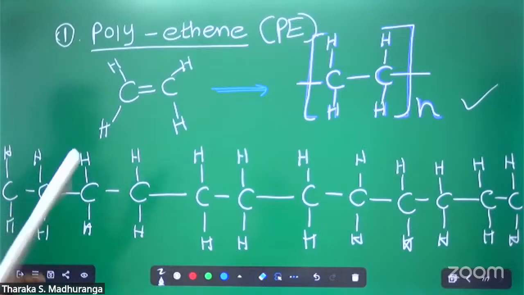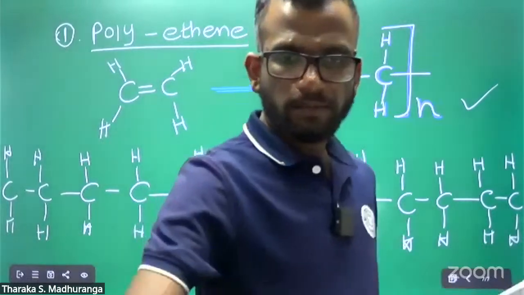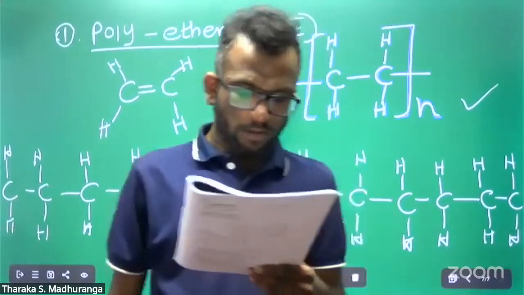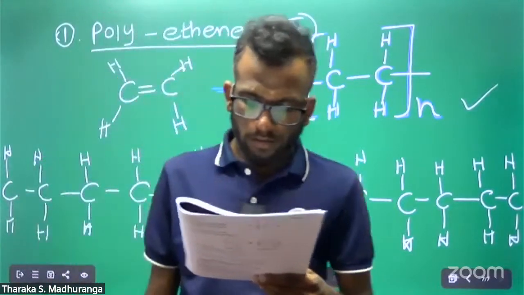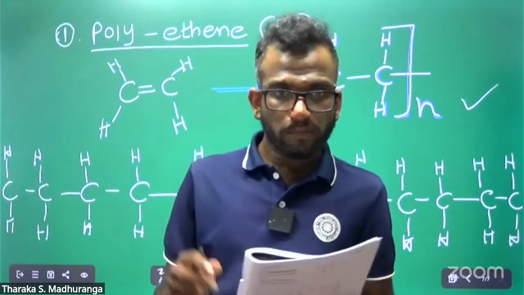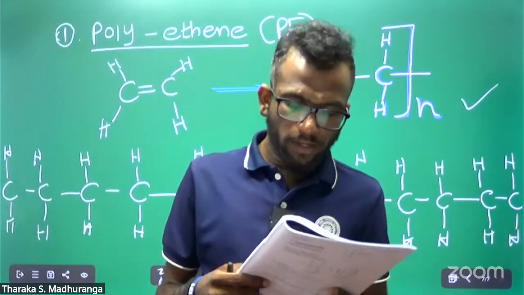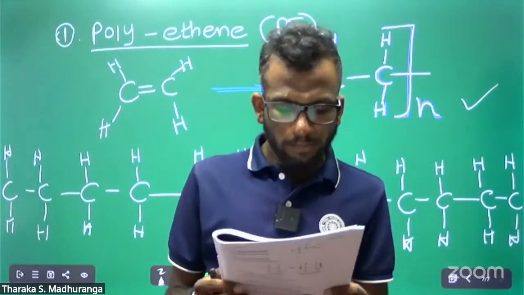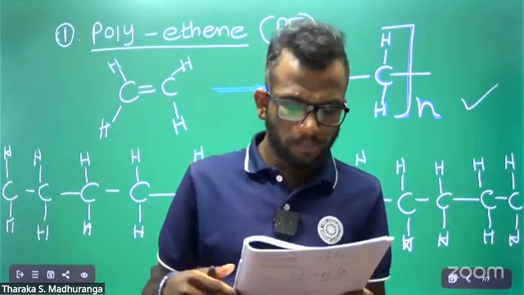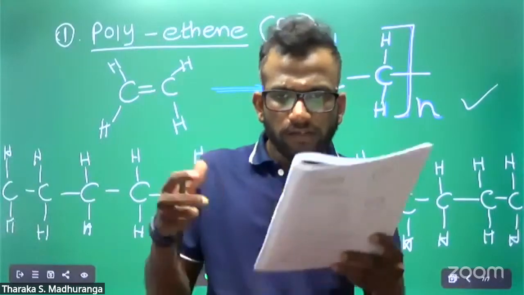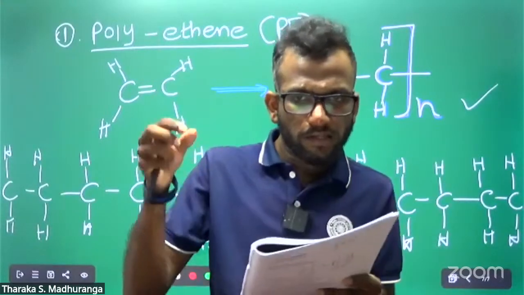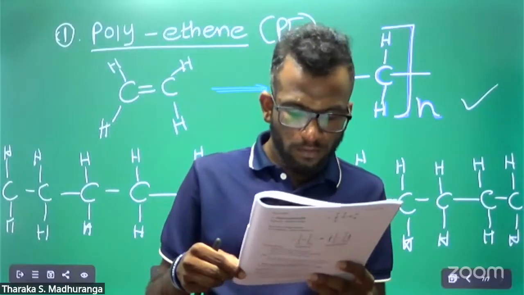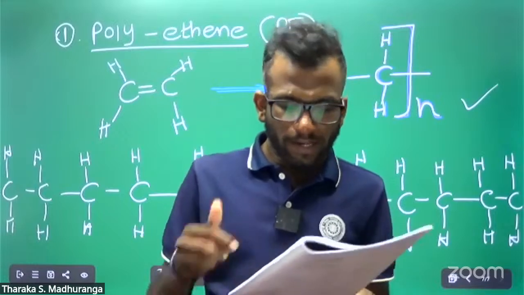Okay, then I have given the characteristics of polyethylene. Polyethylene is mainly two types: low density polyethylene, LDPE, and high density polyethylene, HDPE. Low density polyethylene is soft. High density polyethylene is thick and rigid. Okay, you can read and understand these things.